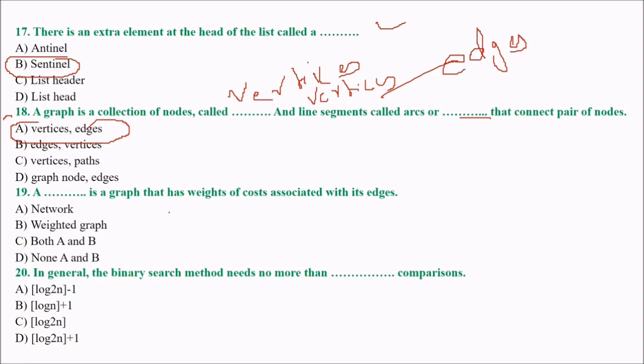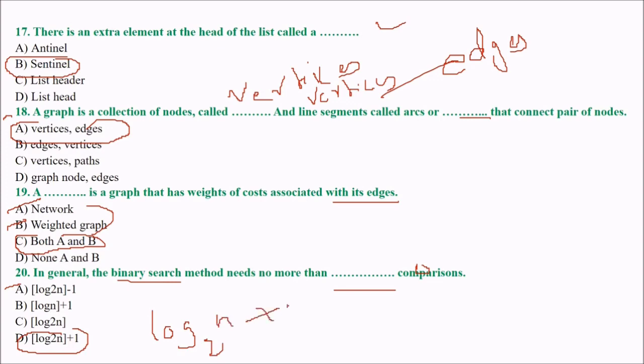Next: a dash is a graph that has weight or cost associated with edges. Is it a weighted graph, or is it a network? Both are true. The answer is C, both A and B. Next: in general, the binary search method needs no more than dash comparisons. Binary search will always have fewer than this number of comparisons. The answer is log base 2 n plus 1.